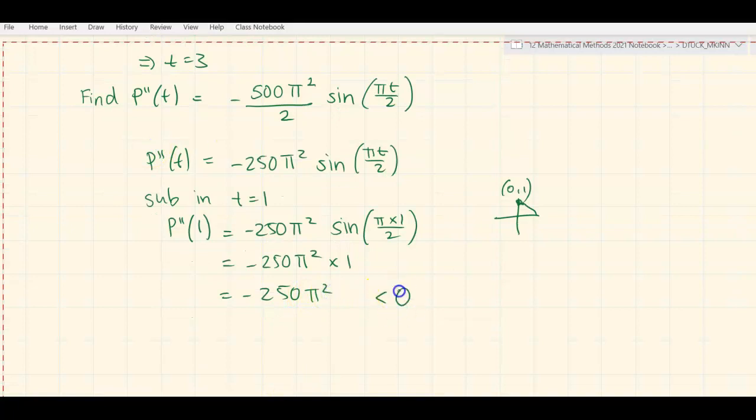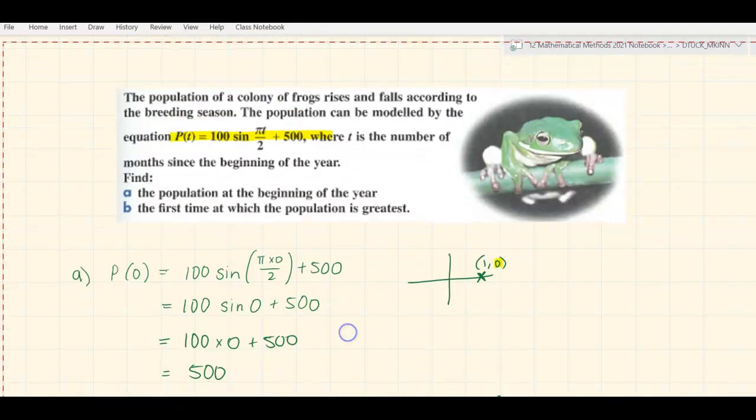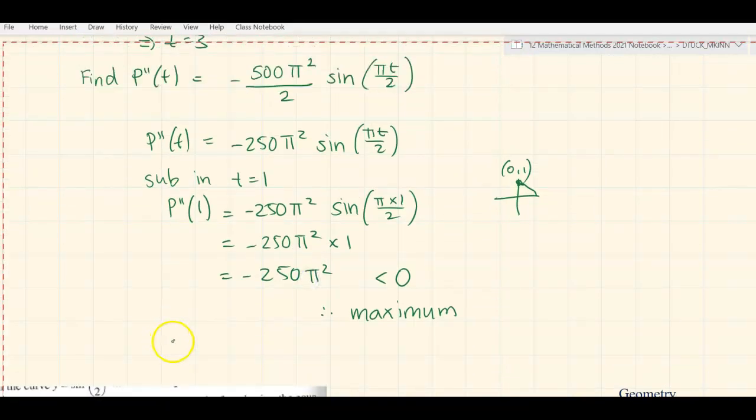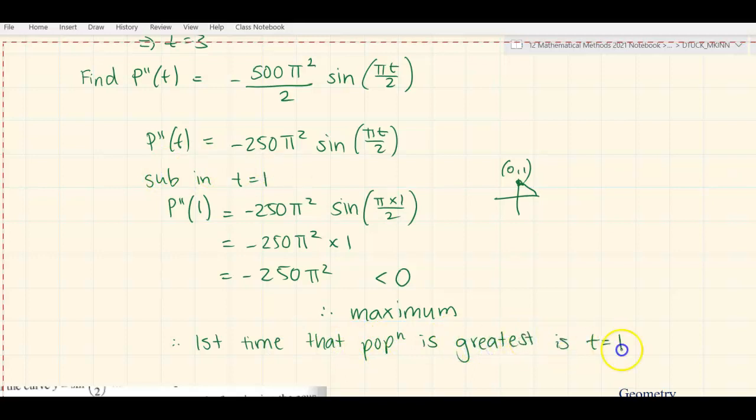So going back to the question, it says the first time at which the population is greatest. So therefore, the first time that population is greatest is at t equals 1. And we'll just double check. t equals 1 is the number of months since the beginning of the year.